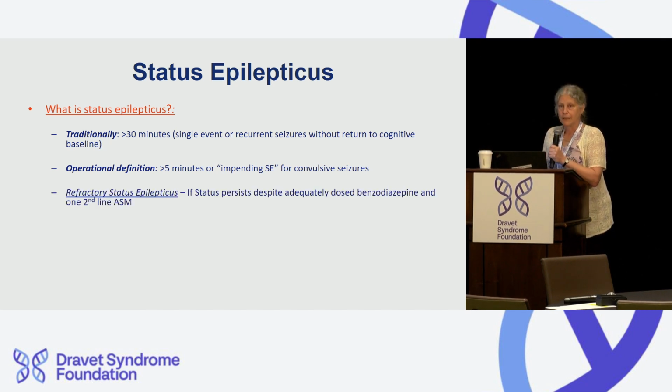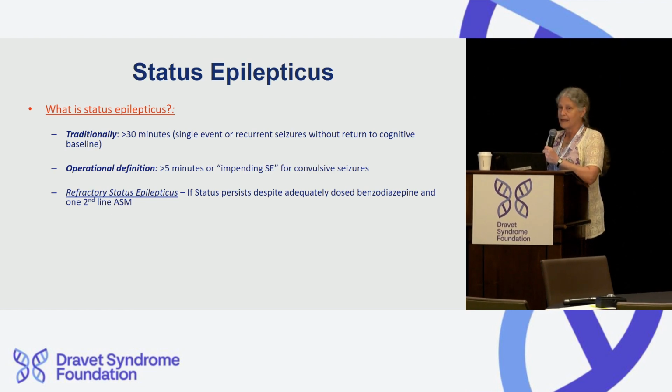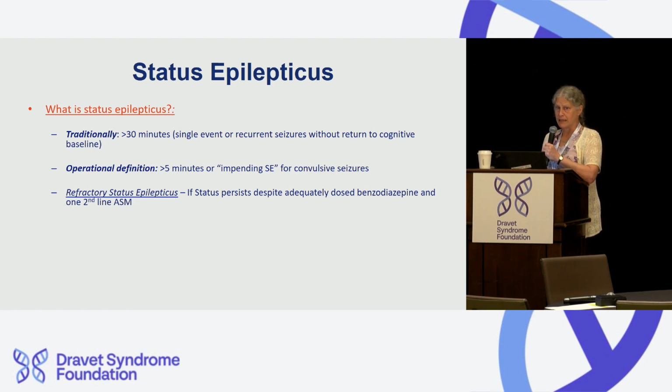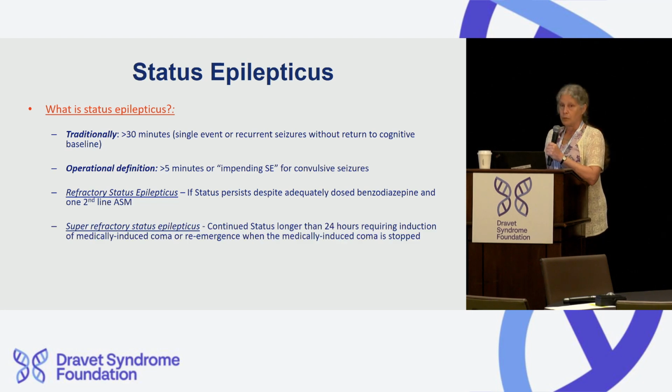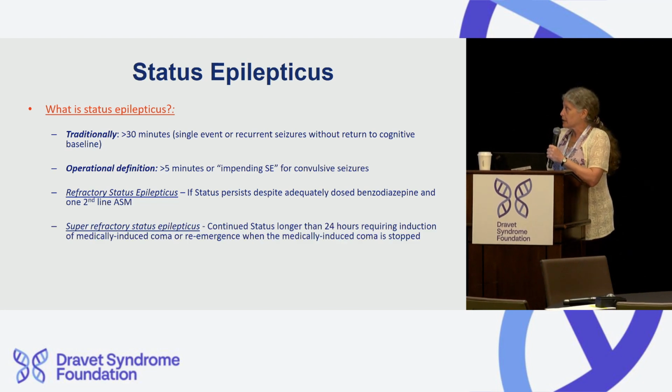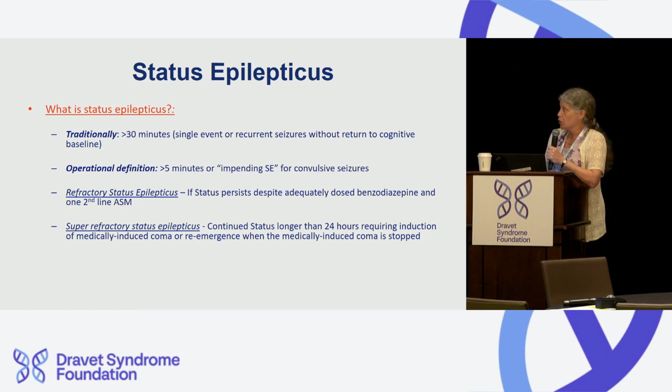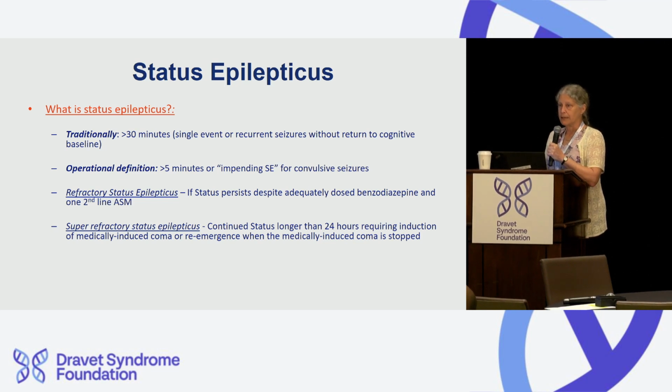The term refractory status epilepticus, that sounds worse, and it is. The definition for that is if you have status epilepticus that continues despite getting a good dose of benzodiazepine, midazolam, diazepam or lorazepam, and then at least one second-line anti-seizure medication, something like valproate or Keppra. And then we use the term super-refractory status epilepticus if someone is having status epilepticus that goes longer than 24 hours, that actually requires induction of coma, medically induced coma, or if someone has a medically induced coma and is coming out and goes right back into status epilepticus.